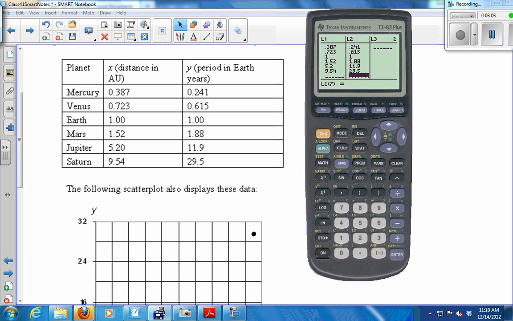Then we put the Y data in list 2. If I want to look at a scatter plot, go to Y equals, clear anything that's in there, and highlight plot 1 so that it'll graph your data. Then hit zoom 9, which chooses a perfect window for data. To do a regression, go to the home screen and do stat, calc, and we could choose linreg or quadreg. If I choose quadreg, I use list 1 and list 2 and put the answer in Y1.